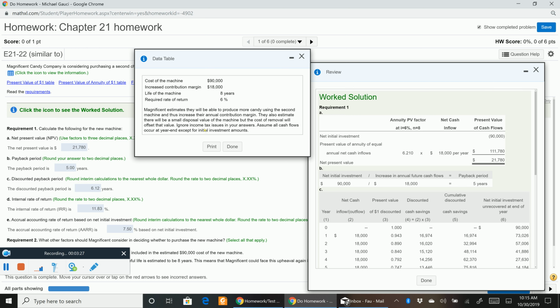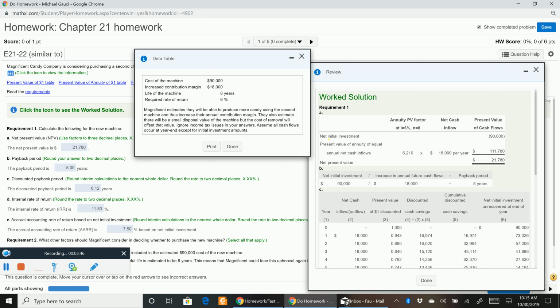We're going to ignore income tax for this particular situation, and we need to assume all cash flows occur at the end of each year. So the first requirement in this homework problem is to calculate the net present value.